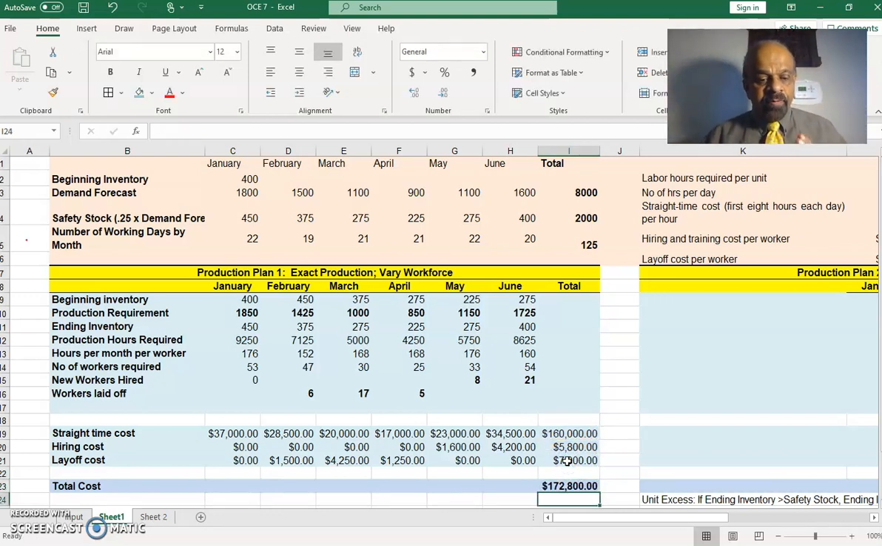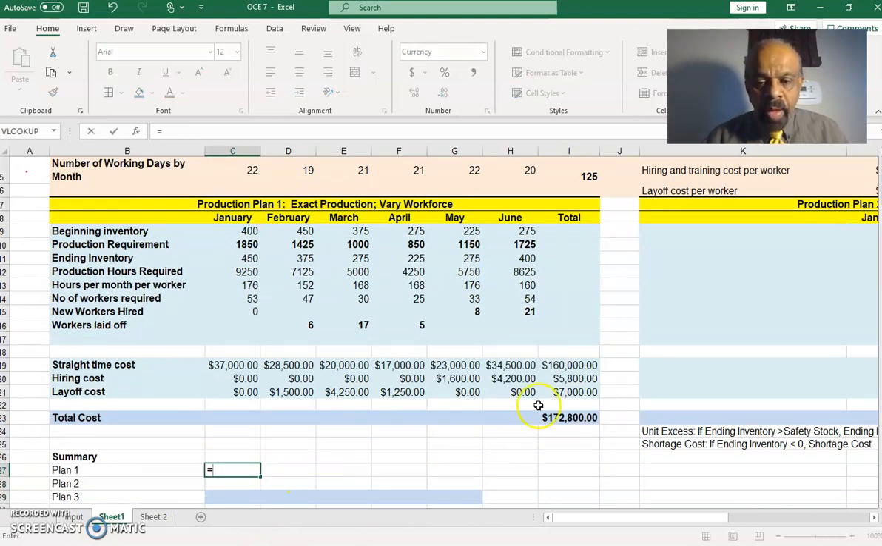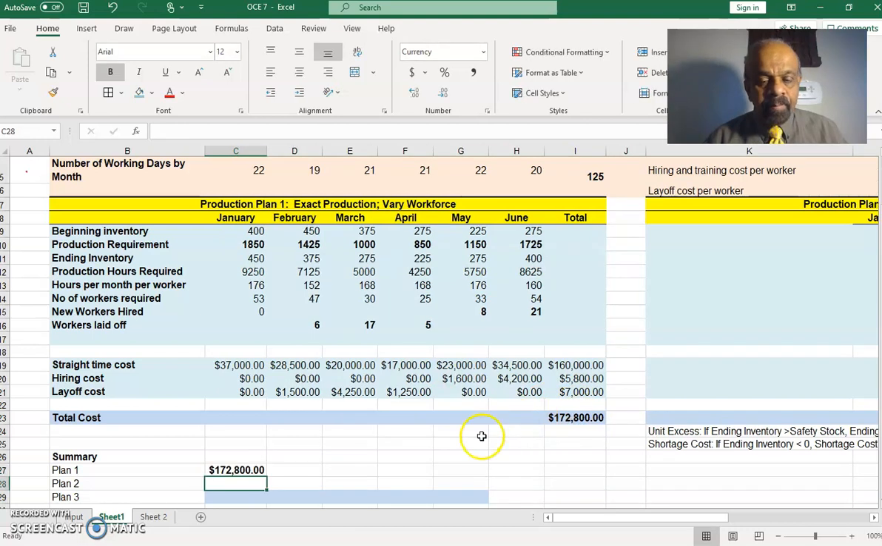$172,800. My first plan, which is the production plan, exact production and varying workforce, is going to cost me $172,800. I'm going to make a summary of this. So I'm going to make this $172,800. I'm going to calculate plan 2 and plan 3 also, and then I'll see which one I should choose. That is my idea.